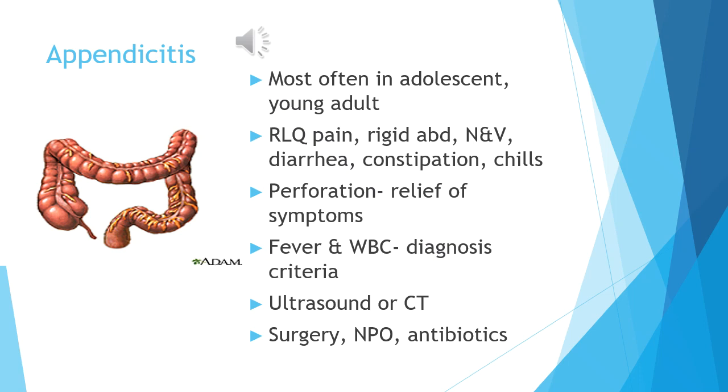The abdomen may be rigid and the patient may guard the abdomen. They may also have nausea, vomiting, diarrhea, and chills. This pain does not let up and it tends to worsen throughout the day. The biggest risk of this condition is rupture of the appendix when it becomes inflamed, infected, and swollen.